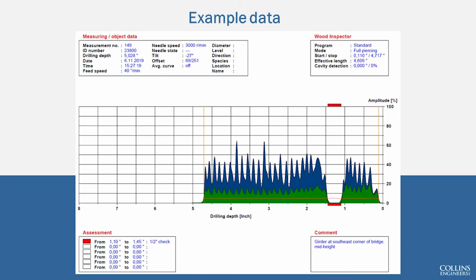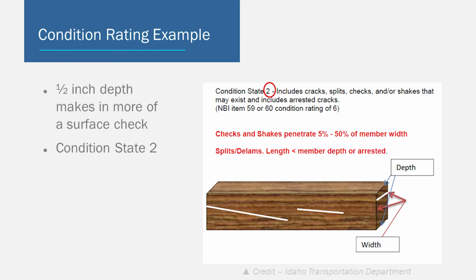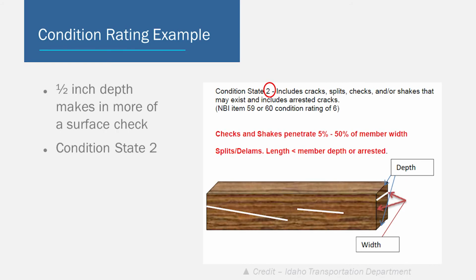So then you can annotate that yourself and put "1/2 inch check" and put your comments in that for the inspection report. And then how would we rate that? ITD has their method that checks and shakes penetrate 5 to 50% of the member. That was a 1/2 inch check, so that would be a condition state 2.